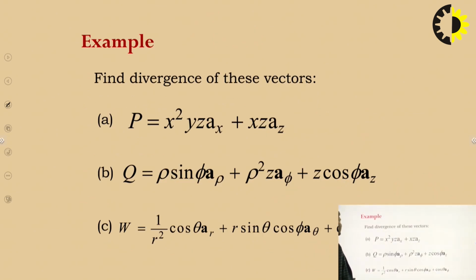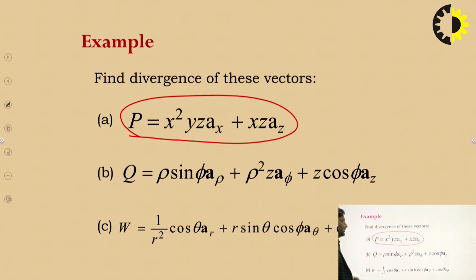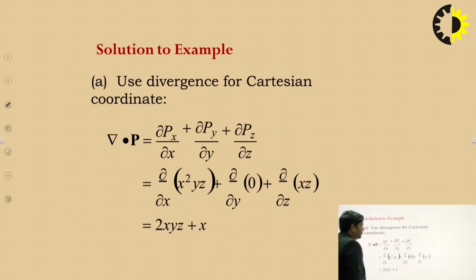This is an example for finding the divergence in different coordinate systems. This is the exercise you have to take. If P is defined here, we know that divergence is always calculated for a vector field, and the output is a scalar field. So P is defined as x square y z in the direction of ax, plus xz in the direction of az. We easily calculate it with the formula del p over del x plus del p over del y plus del p over del z. This is the vector field, so divergence always gives a scalar field.